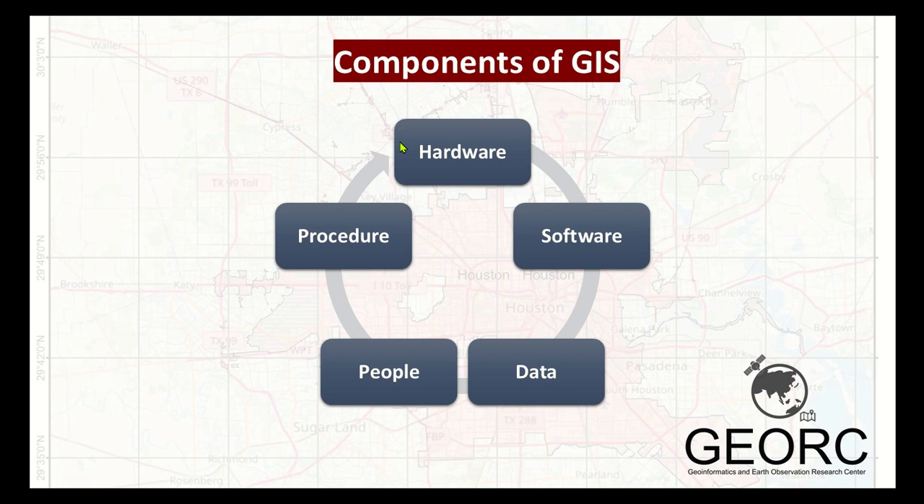So we can consider that if all these components, hardware, software, data, people, and producers, work together, GIS becomes a powerful tool for planning, management, or decision making in the fields of GIS and remote sensing.